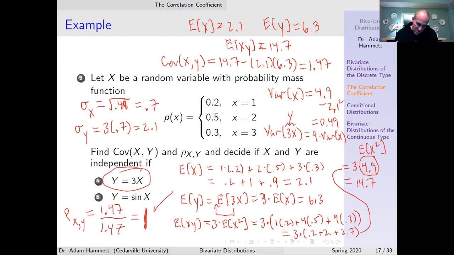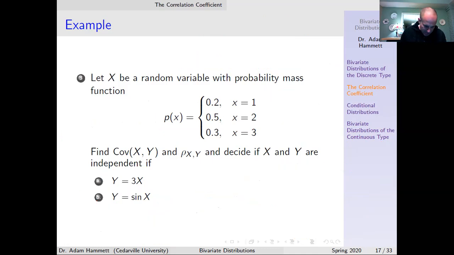Which should be no surprise to us. These things are in a positive linear relationship with one another, so we would expect perfect positive correlation here. And again, where did I get this 1.47 on the bottom? The covariance is what's upstairs, and this down here is just 2.1 times 0.7, because I multiplied the standard deviations together. So that's that. Moving on.